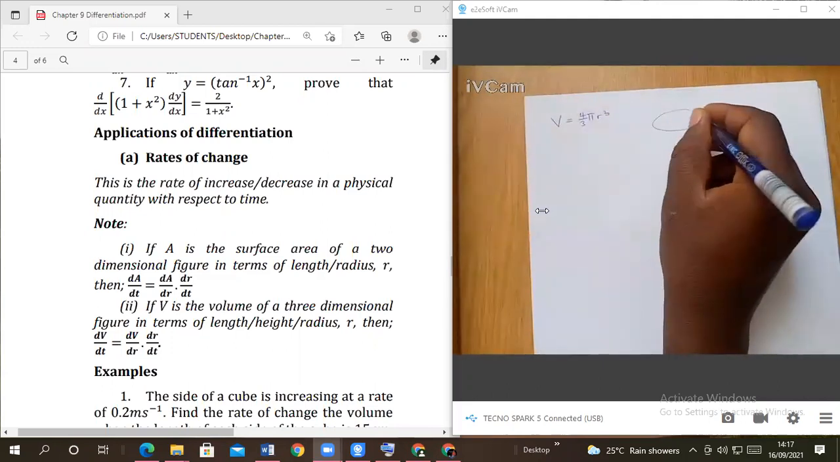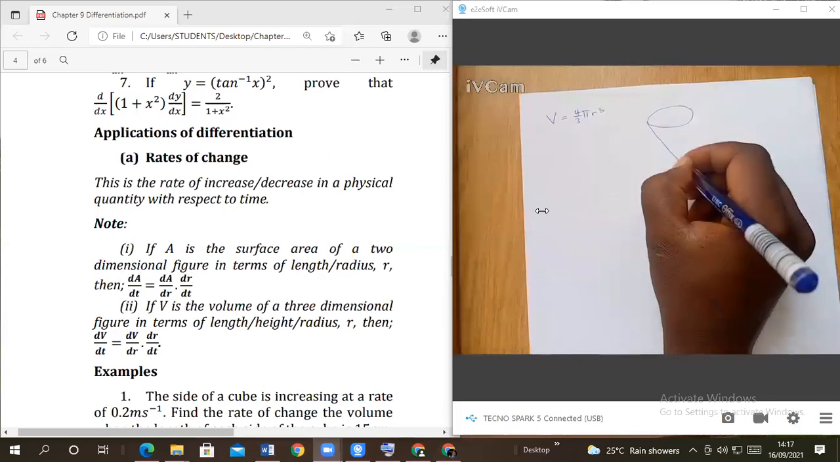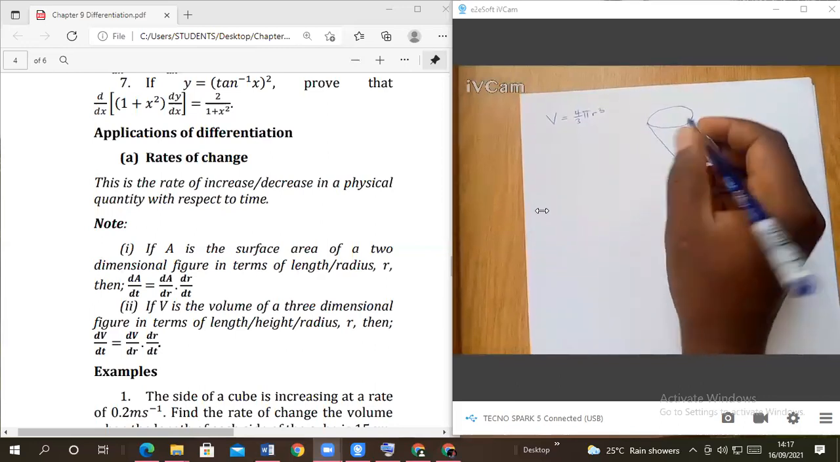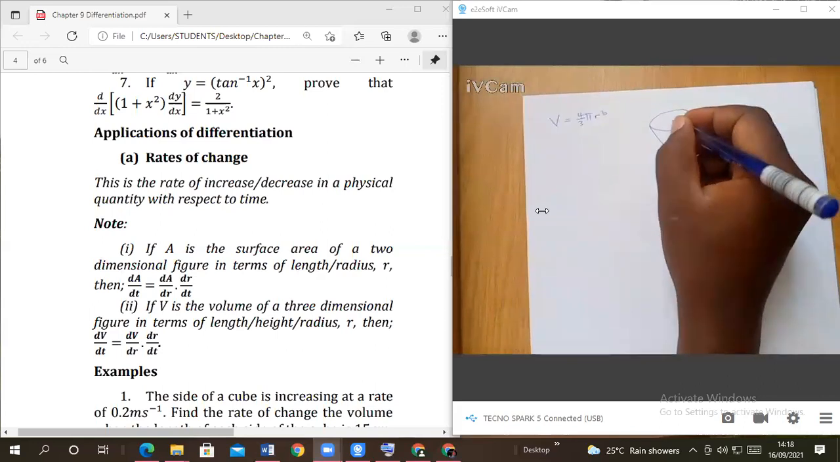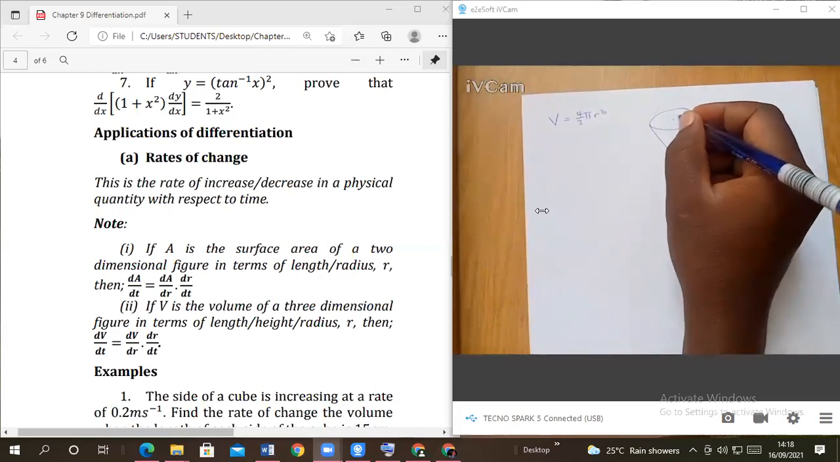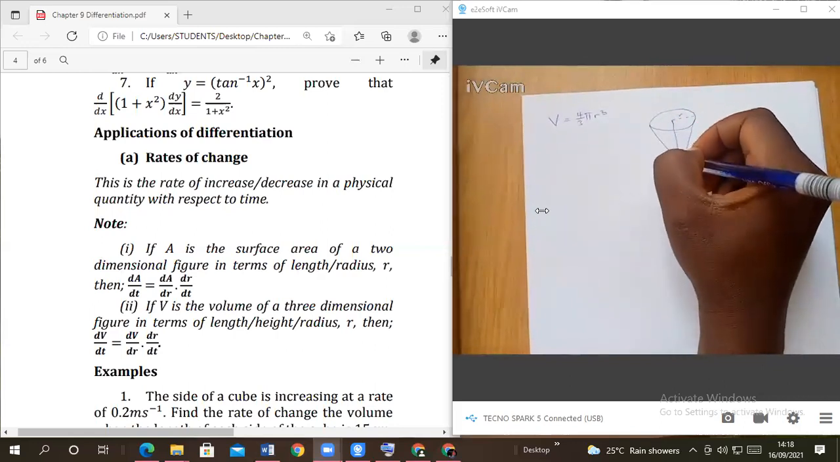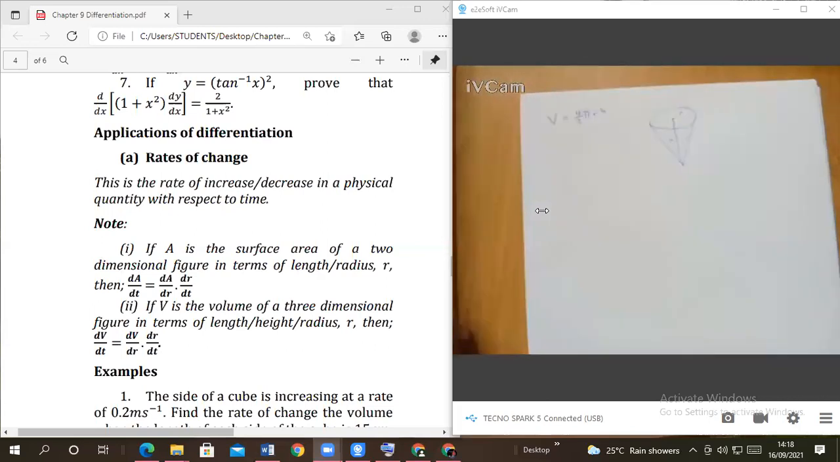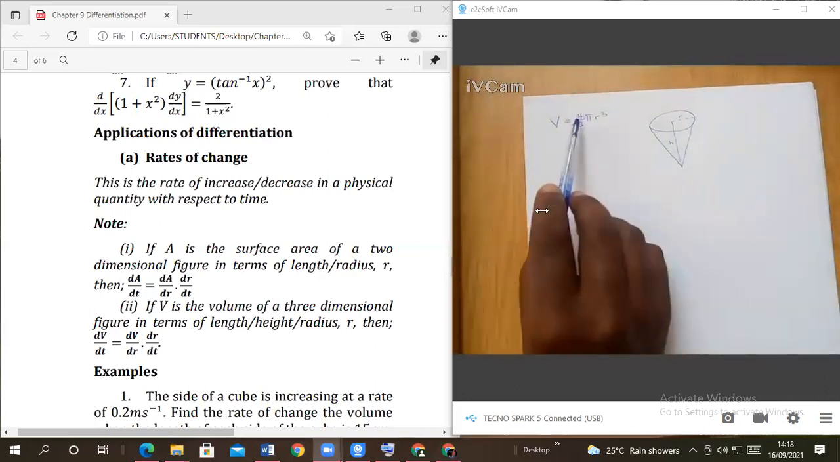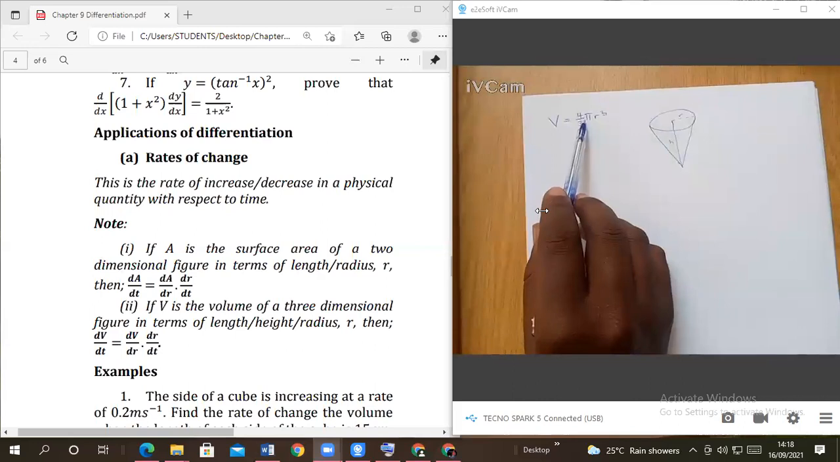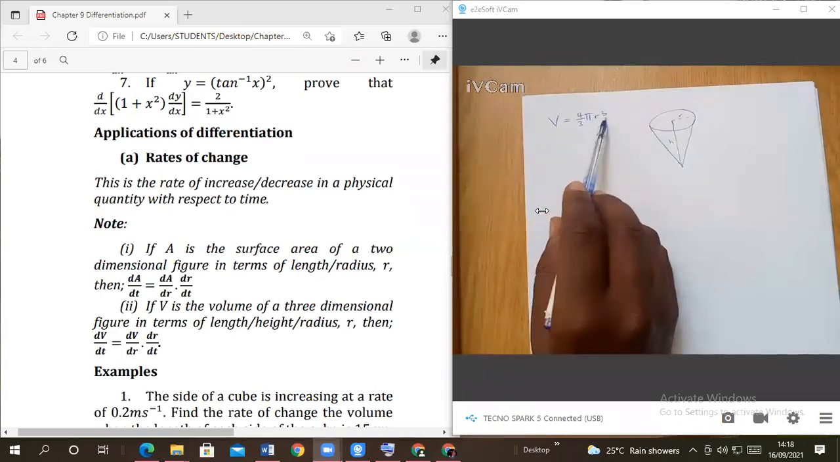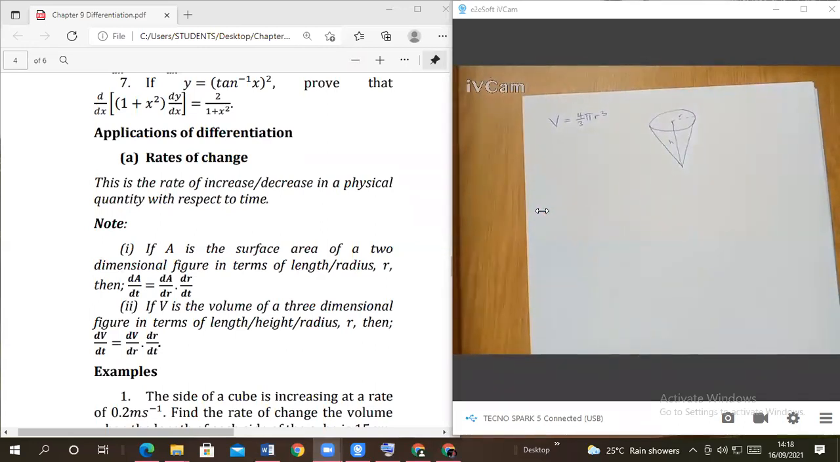This figure here, if I draw it inverted like this, it has the base, let's say that circular base is of a radius r, and then it has the height, which I can call h. You see the dimensions? It is in terms of the radius r and the height h. So if you give me 4 over 3 pi r cubed, you are wrong, because it is in terms of two dimensions, the radius and the height.